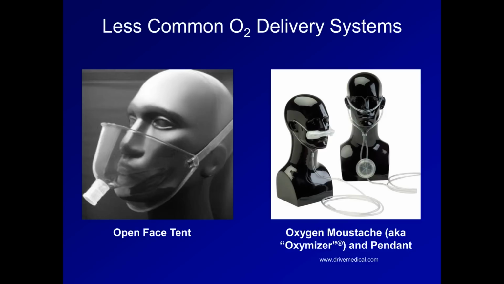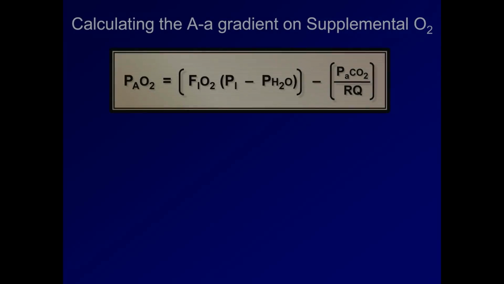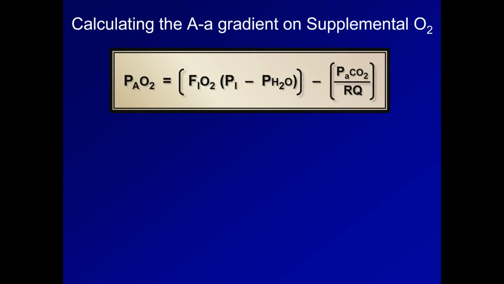So now that we've seen the options for oxygen delivery, how do we actually go about calculating the AA gradient for a patient on supplemental oxygen? I think this will be very clear after going through two quick examples. To remind us, here is the alveolar gas equation.